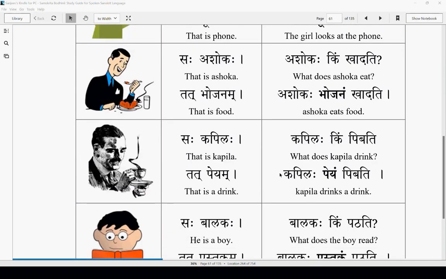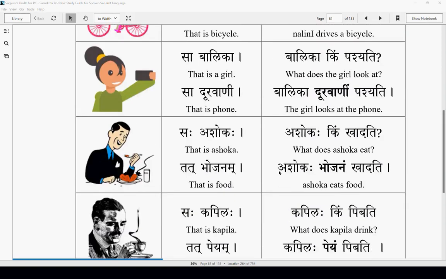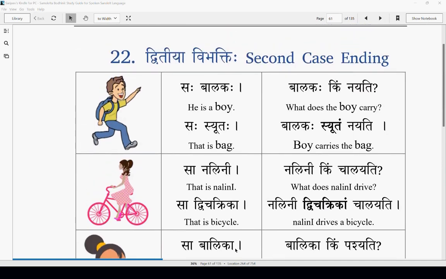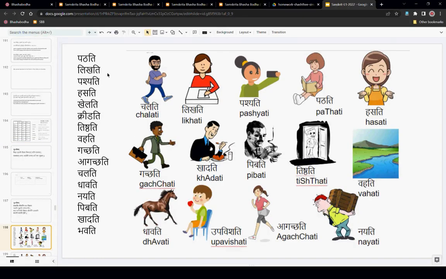So Kartrupadam, Karmapadam. Now let's look at some of the other Kriyapadam we study. For example, here. Saha patati, we know, chalati. Now the first one, there is chalati. So purushaha chalati.